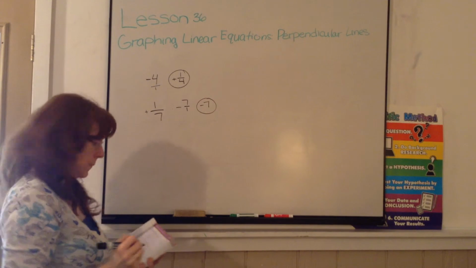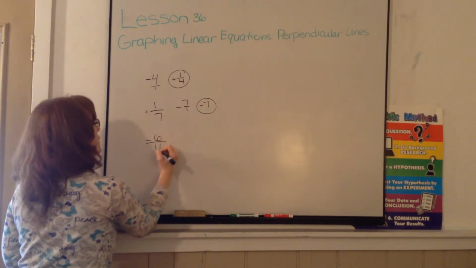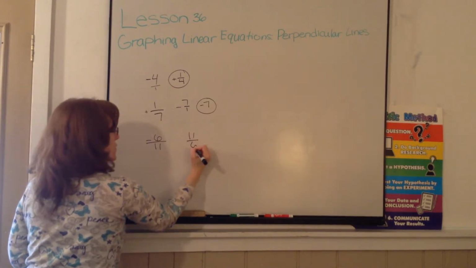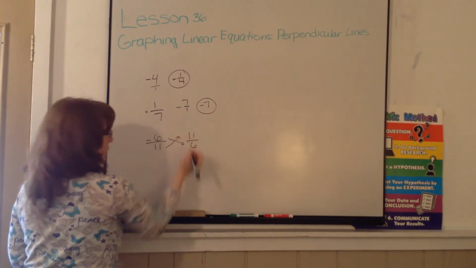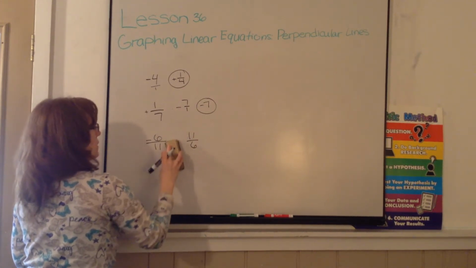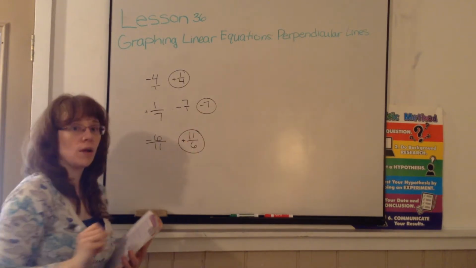Okay? And I'll do the last one as well. They have negative 6 over 11. So I would come over here, I would go 11 over 6. I'm just going to swap these, right? And then I want the opposite sign. So that would be positive 11 over 6 would be the reciprocal.